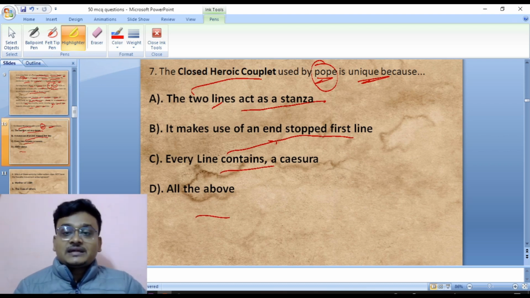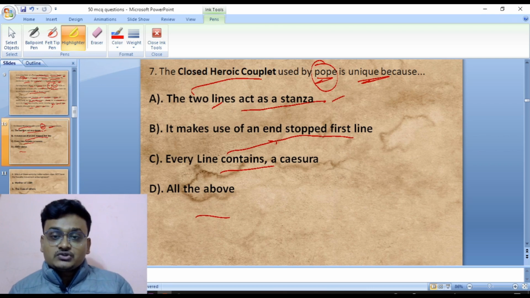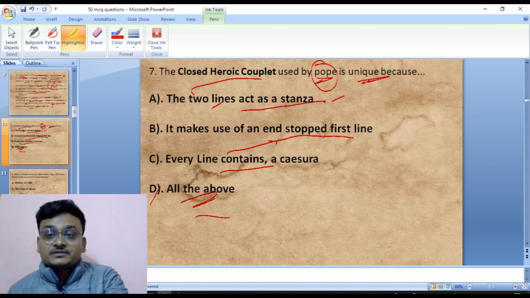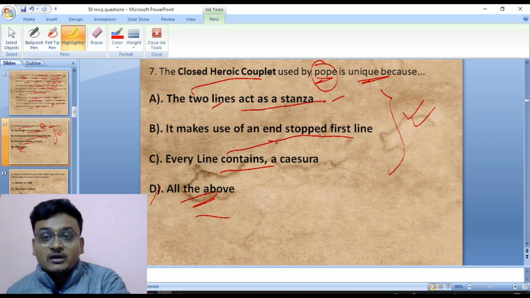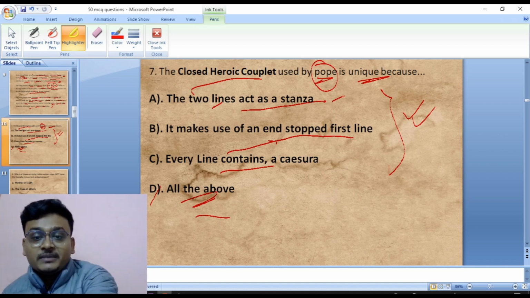The two lines act as a stanza. It makes use of an end-stopped first line. Every line contains a caesura. So the heroic couplet is the closed heroic couplet. All the options, that is D, all the above, is true. All these options are true. So that was unique. It was introduced by Pope, the closed heroic couplet.